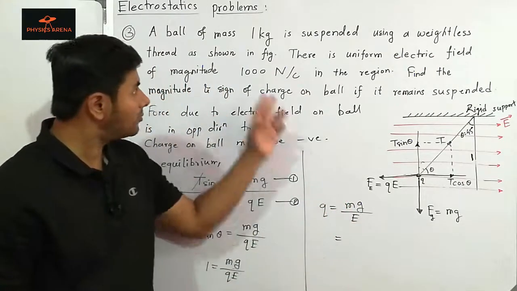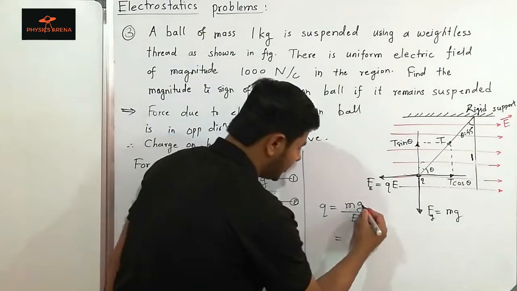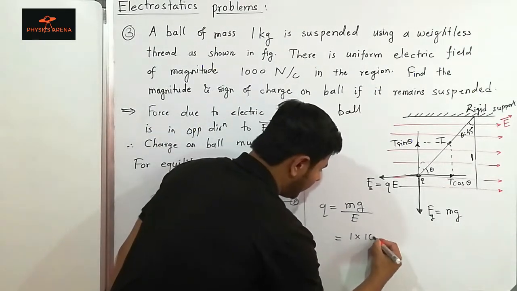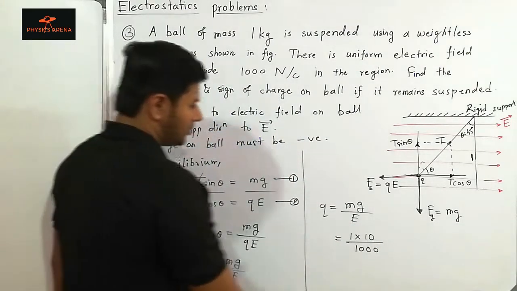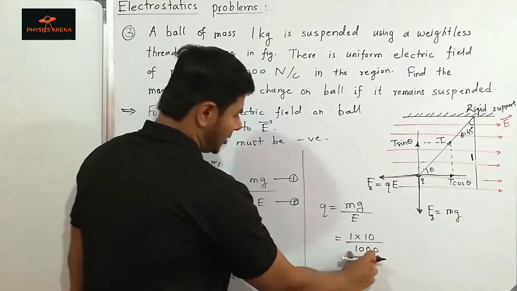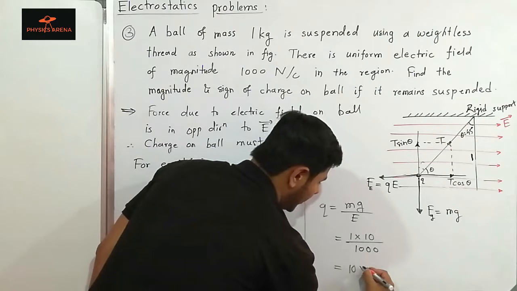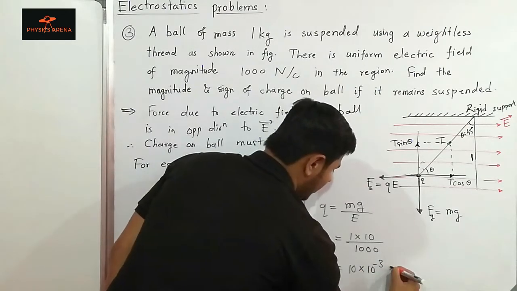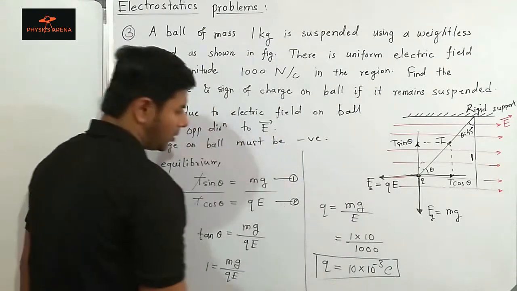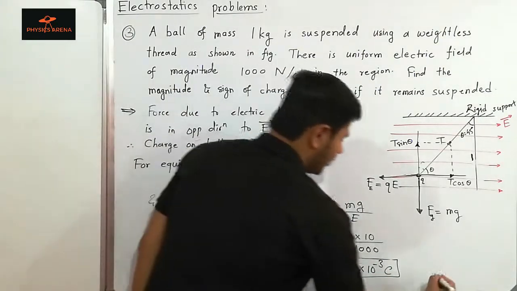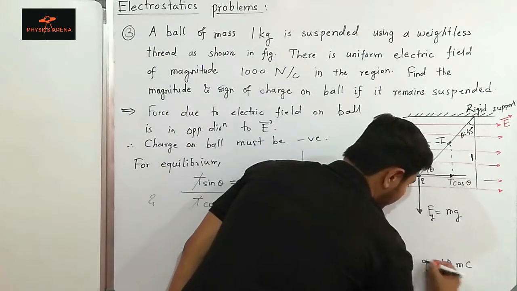So m equals 1 kg, and g for simplicity, let's take g equals 10. So 1 multiplied by 10 divided by, this is 1000, so let's take this in numerator. In denominator we have 10 raised to 3, in numerator it will become 10 raised to minus 3. So we have 10 multiplied by 10 raised to minus 3 coulombs. This must be charge on ball, and we can write this as millicoulomb. So Q equals 10 millicoulombs.